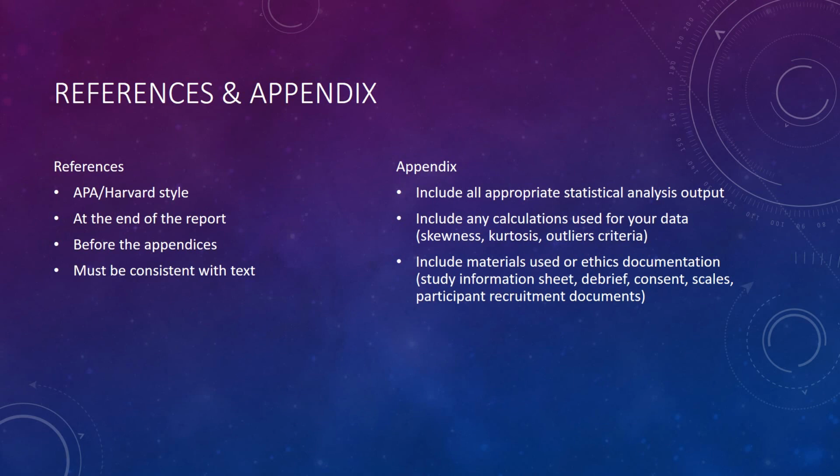And then the appendix, here's where you include all of the, if you want, appropriate statistical analysis output, if you have additional tables and graphs which you don't think are as important to include in the main report but are still interesting for readers to go through if they felt like it. You can also include any discussions on normality of your data and the criteria that you use to account for that. And in certain reports you may want to include the materials used or the ethics documentation, such as the study information sheet, the debrief, consents, the scales, and participant recruitment documents.